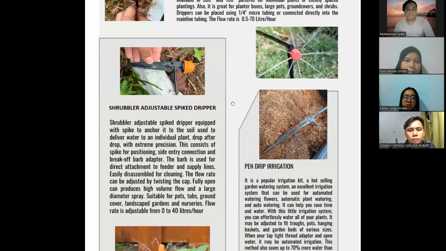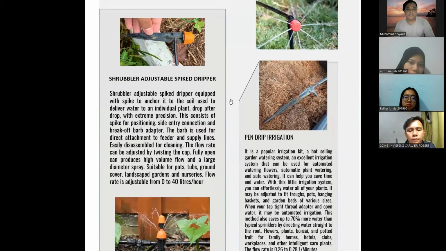The next one is Shrubber adjustable spike dripper. Shrubber adjustable spike dripper is equipped with a spike to anchor it to the soil, used to deliver water to an individual plant, drop after drop with extreme precision. This consists of a spike for positioning, side entry connection, and break off bulb adapter. The bulb is used for direct attachment to feeder and supply lines.